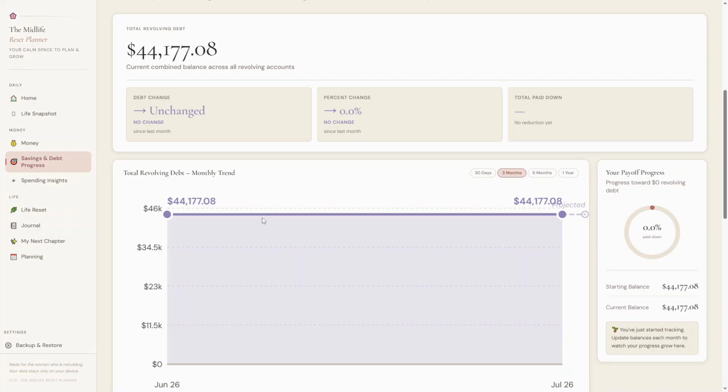Some months you may make significant progress, while other months your balance may stay about the same or even increase slightly. That's completely normal. The important thing is the overall trend. Even small reductions each month add up over time and can be a great source of motivation.